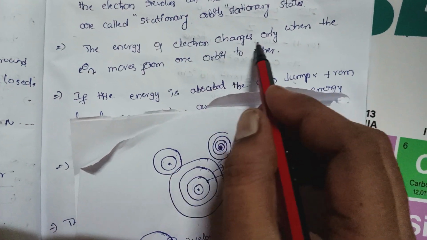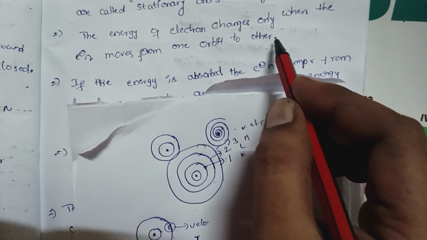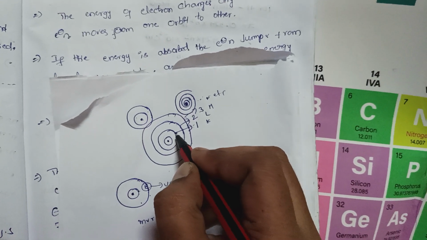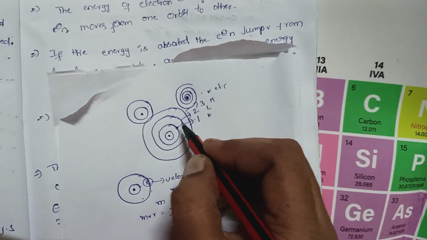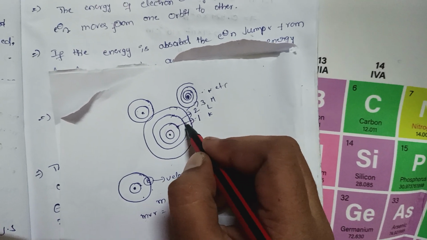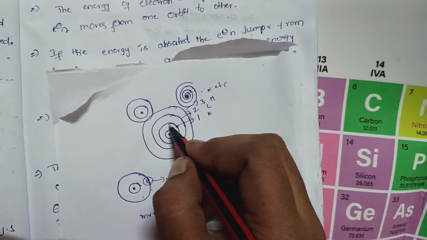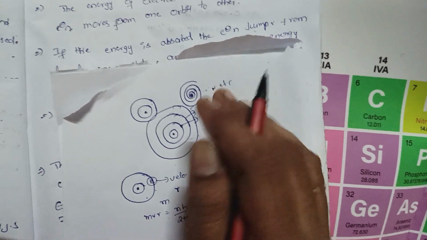The energy of the electron changes when the electron moves from one orbit to another. The energy changes when the electron jumps from one energy level to another energy level, then only does the energy change. Otherwise, when the electron revolves around the nucleus, there is no energy loss or gain.